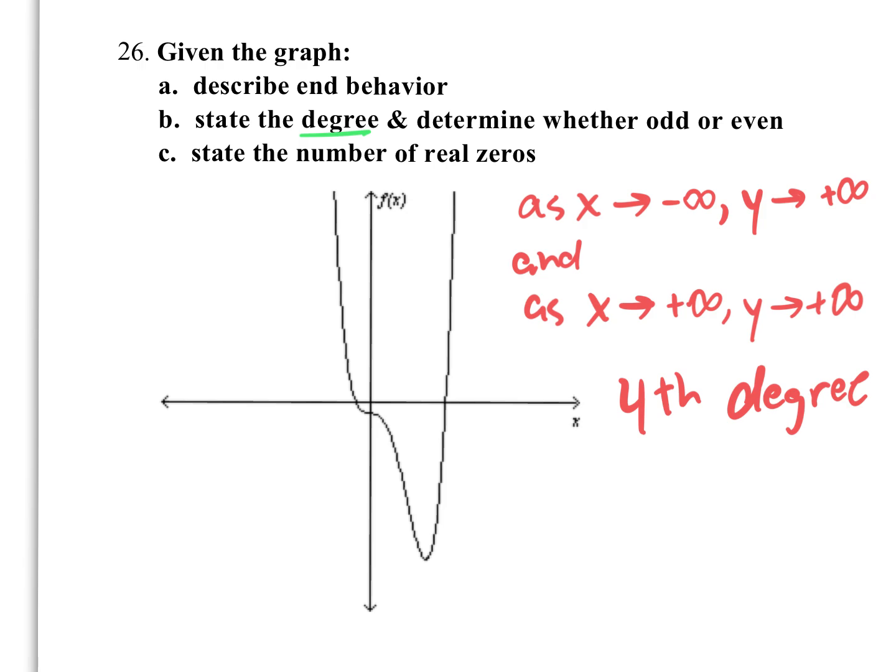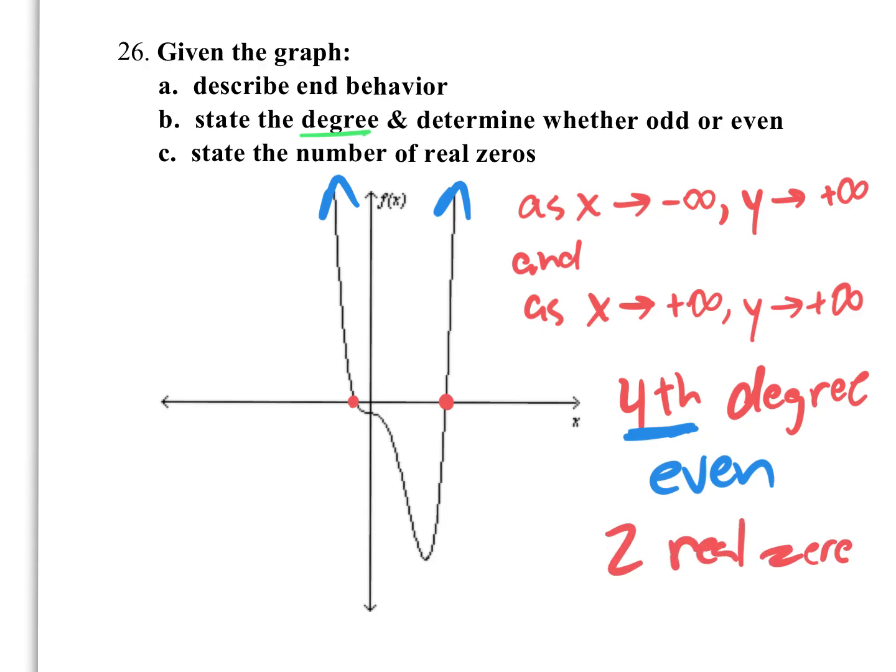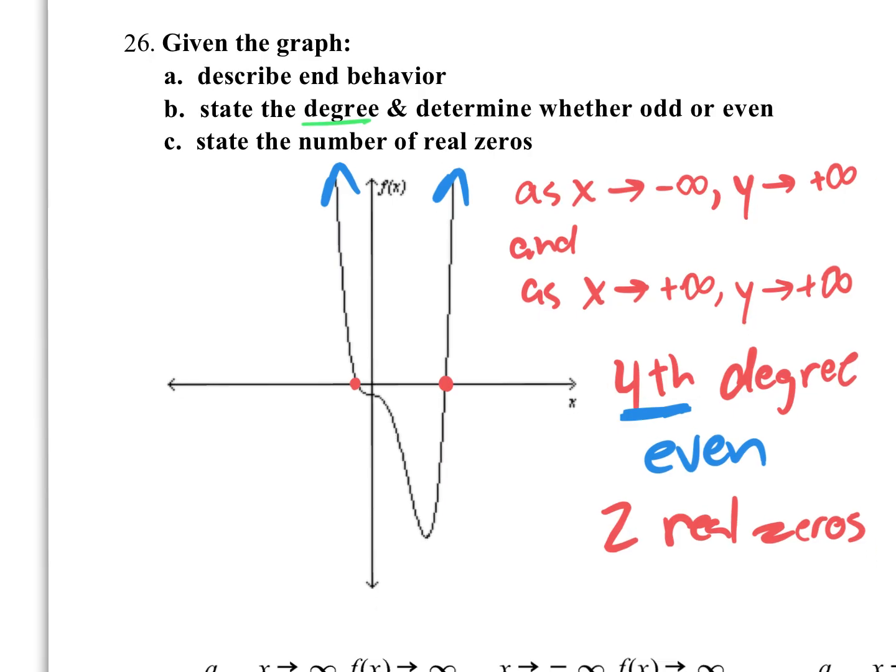Obviously, it's even. Why? Because there's an even amount of arrows pointing up. There's 2 arrows pointing up. So it's definitely even. Well, that's kind of silly because we already knew it was even because it's fourth degree. State the number of real zeros. Real zeros are real roots, are answers, are solutions, they're x-intercepts. So there's 2 real zeros. And that's all you need to know for this question.